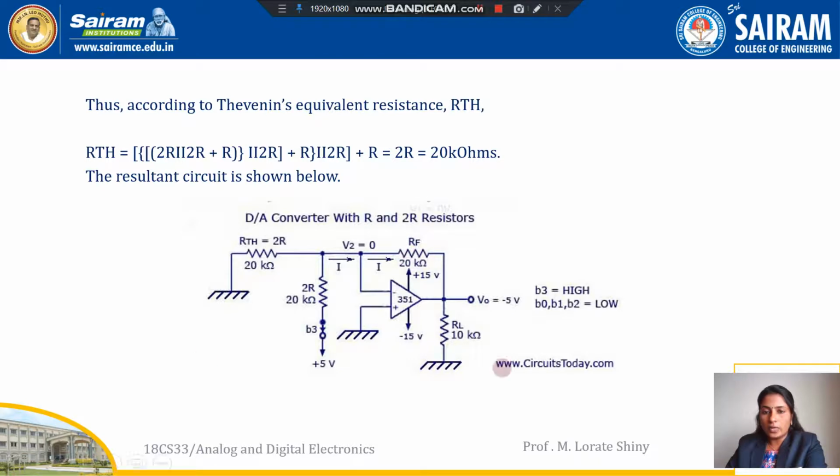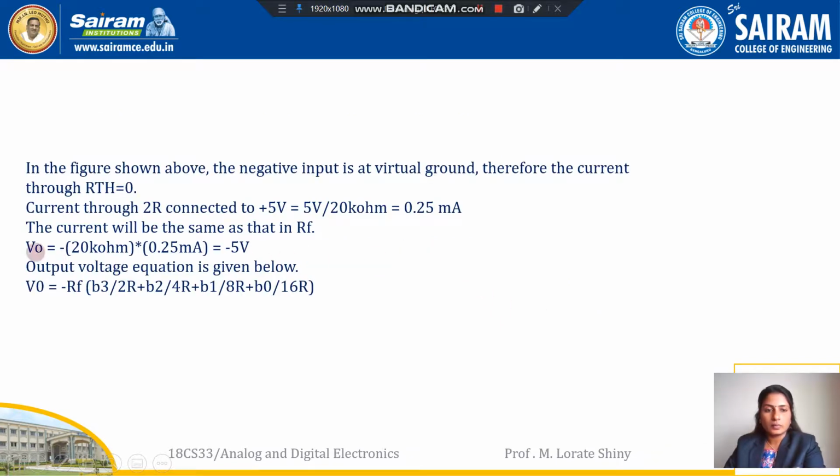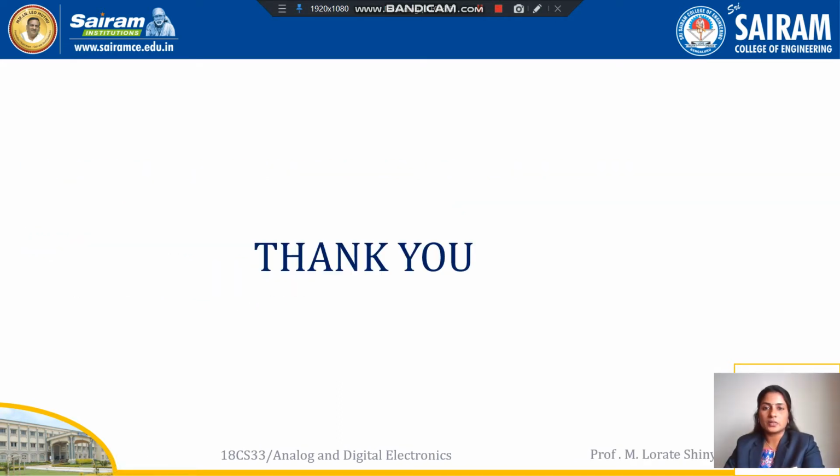So now I can calculate the final output V0, which is equal to the current flowing through RF, 0.25 milliampere, into 20 kilo ohm. When we calculate this, I get 5 volt. Since the op-amp is inverting type, the output is minus 5 volt. So V0 is equal to minus the current into 20 kilo ohm, where this is the feedback resistor. The formula to calculate V0 from the circuit is minus RF into B3 by 2R plus B2 by 4R plus B1 by 8R plus B0 by 16R. This also we can use. So thank you.